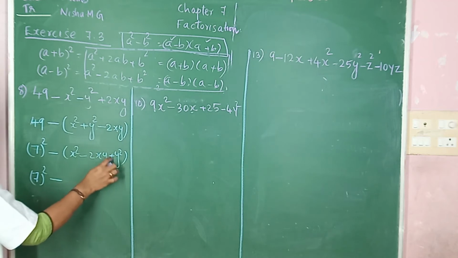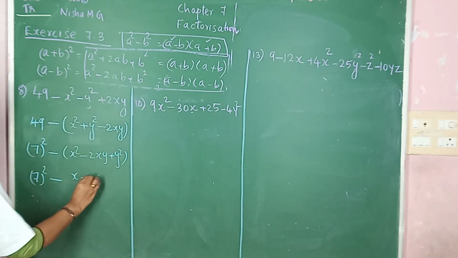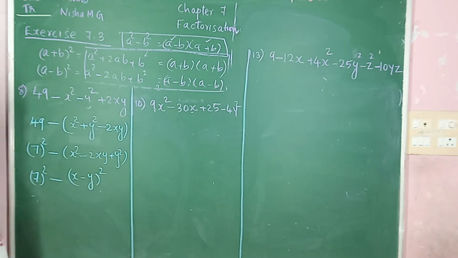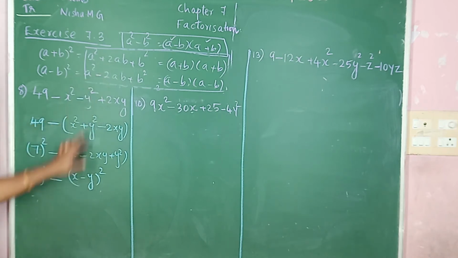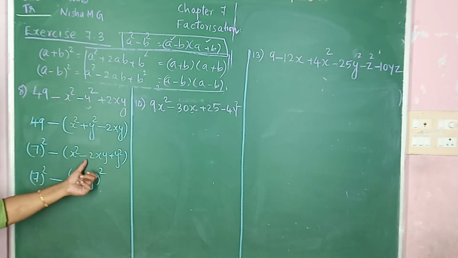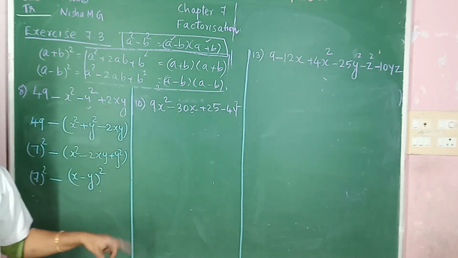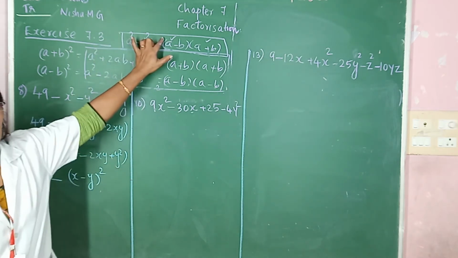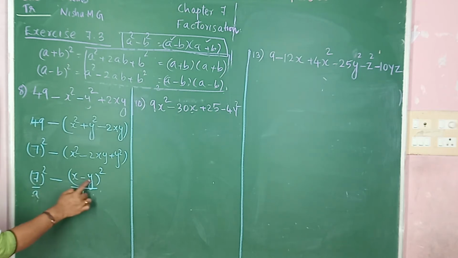This can be written, comparing with the second identity, as x minus y whole square. I hope it is clear for you. Even now, factorization has not started. We just used this identity: a square minus 2ab plus b square is a minus b whole square. So x square minus 2xy plus y square is x minus y whole square. Now this is in the form of a square minus b square. This is a, this is b. A is equal to 7, b is equal to x minus y.